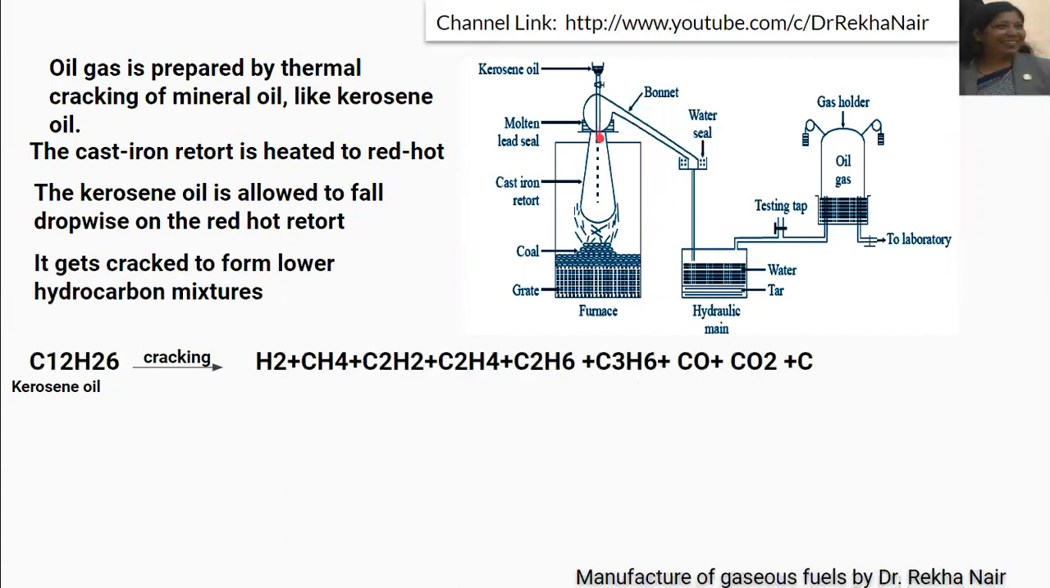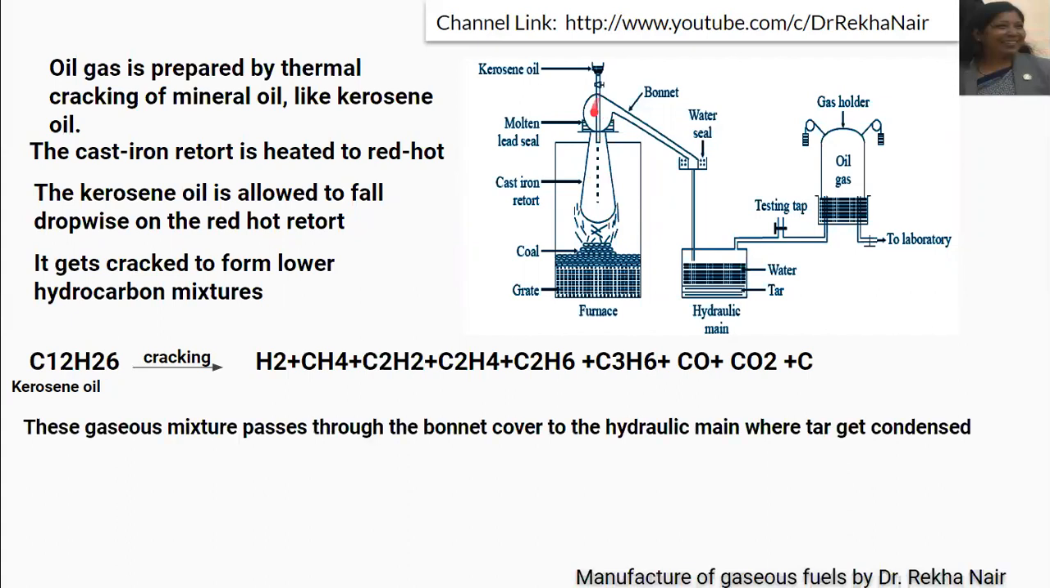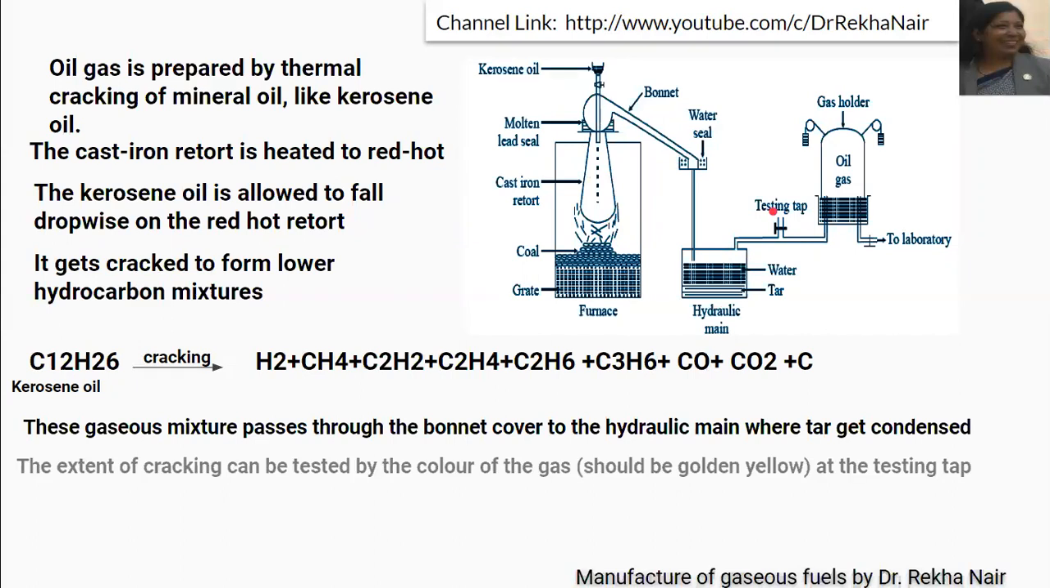These lower hydrocarbons will get collected over the bonnet, and then will be washed through the hydraulic main, where the tar will get condensed. For the quality check, the extent of cracking can be tested with the help of this testing tap. If the cracking is complete, then the color of the gas will be golden yellow, or else it is not. After testing, if the color of the gas is golden yellow, the oil gas will be collected in the gas holder.